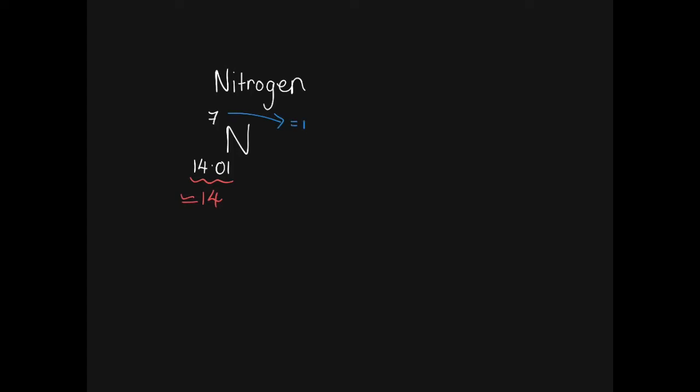So once again, this number 7, the one at the top, is the atomic number, equivalent to the number of protons and also to the number of electrons if it's a neutral atom. The one at the bottom, the relative atomic mass, or sometimes known as the atomic mass, is the protons plus the neutrons combined. So if we know that the protons are 7 from the atomic number, then the neutrons must also be 7.